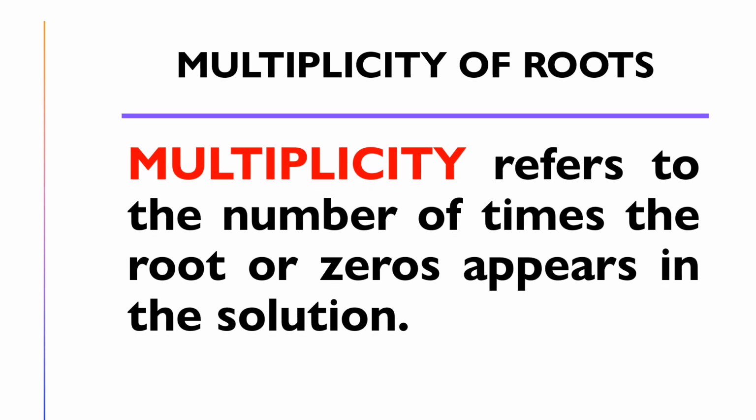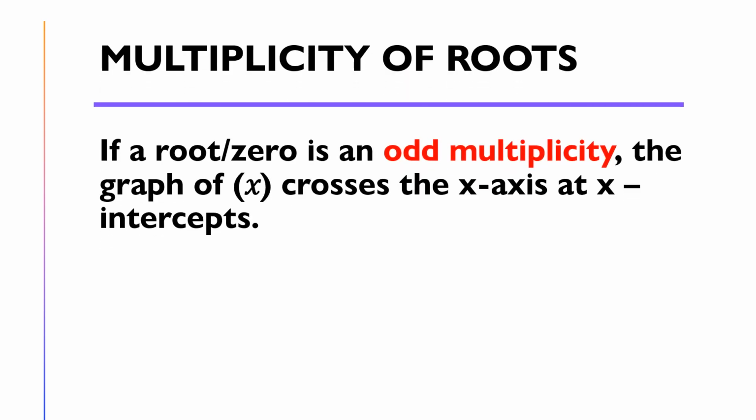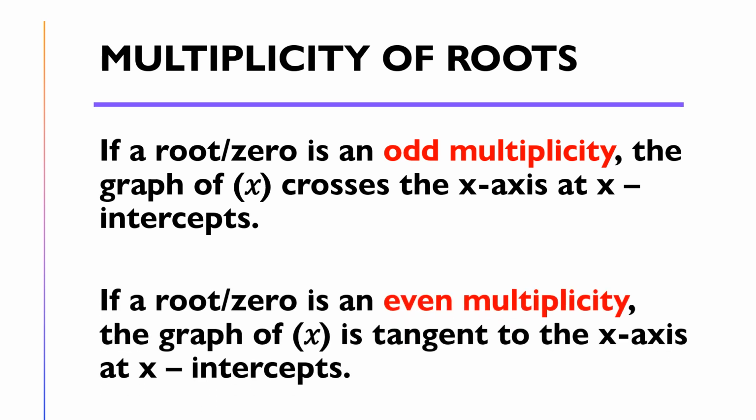Multiplicity refers to the number of times the root or zeros appear in the solution. So if a root or 0 is odd multiplicity, the graph of x crosses the x-axis at x-intercepts. If a root or 0 is an even multiplicity, the graph of x is tangent to the x-axis at x-intercept. So, titignan nyo lang yung multiplicity of roots. Kung meron ba tayong roots na naulit or doble. So, kung halimbawa, multiplicity 3, yung 3, that is 3 times, ang multiplicity na yun ay odd. So, pag nakita nyo na yun ay odd, it will cross the x-axis. Ibig sabihin, dadaanan niya lang yung x-axis.